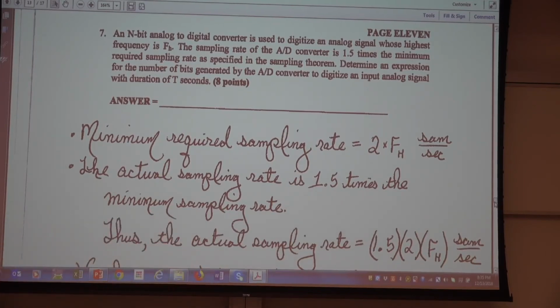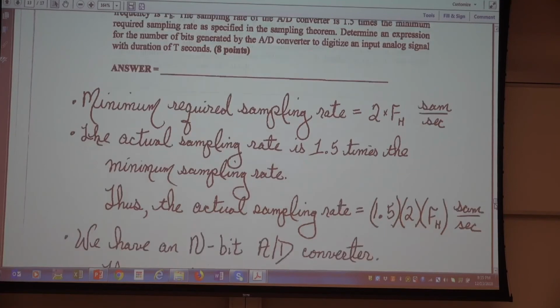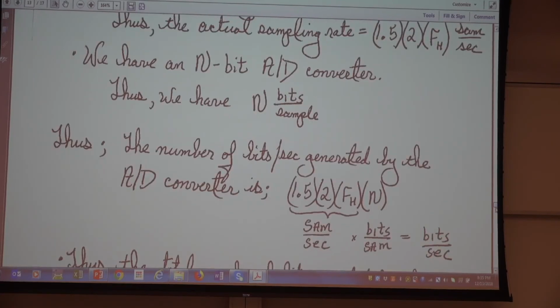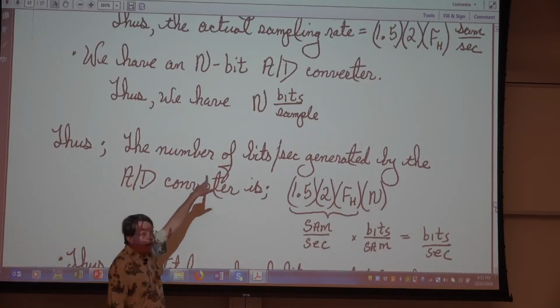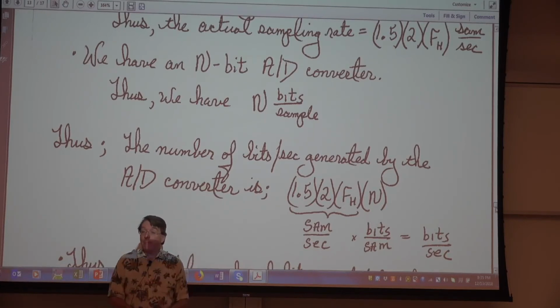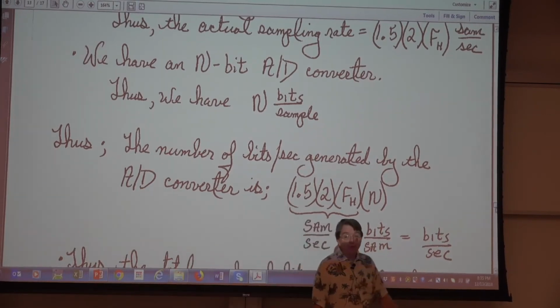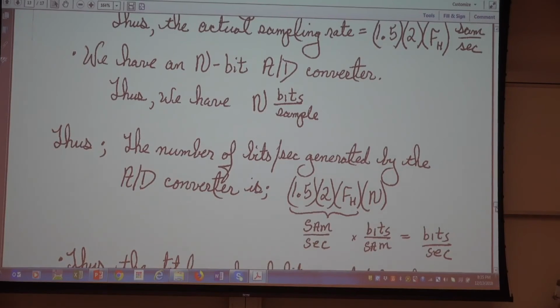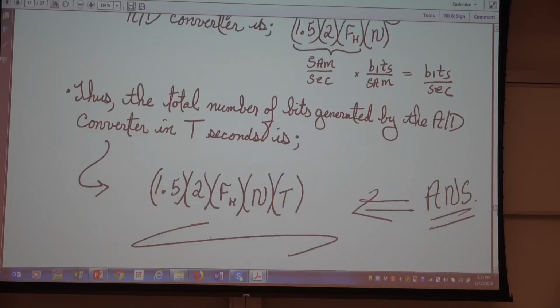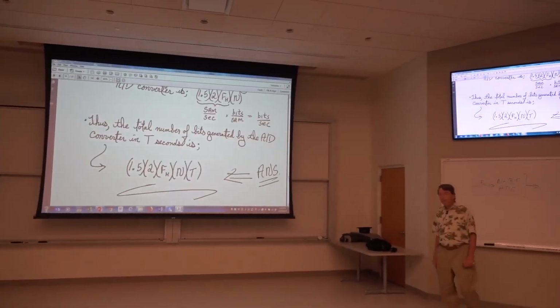And I think on this type of problem, if you follow the units, you'll get it. I have samples per second. I now multiply it by bits per sample, which is capital N. So I check out the units here. Samples per second times bits per sample gives me bits per second. Now, all I have to do is multiply that by capital T, because T is in seconds. So that's going to give me the total number of bits. And there we have, that's the answer. So that's how many bits are generated by this system in capital T seconds.